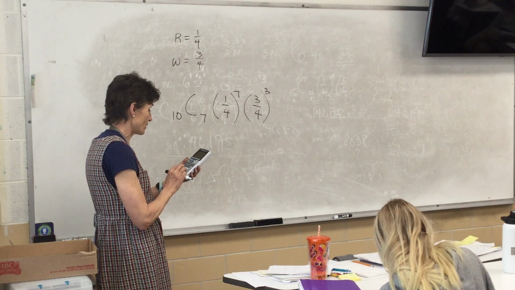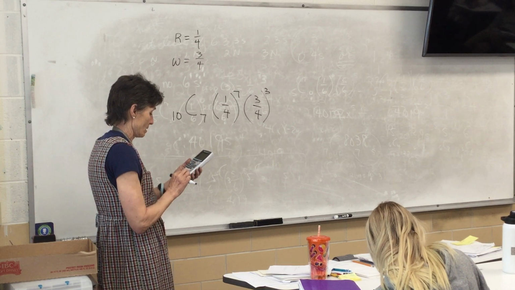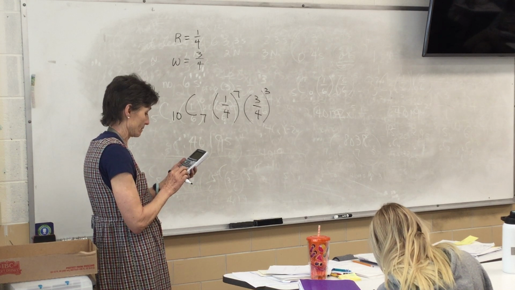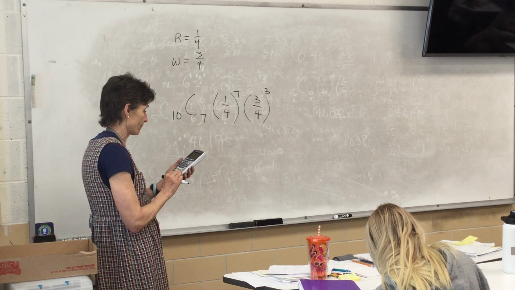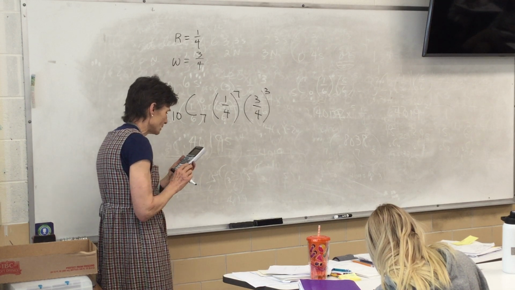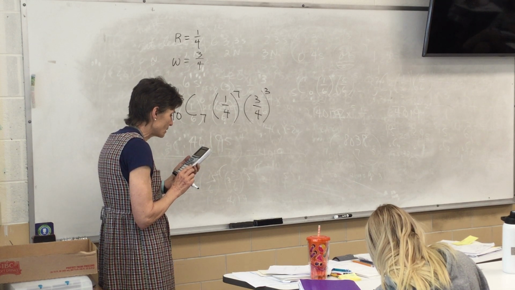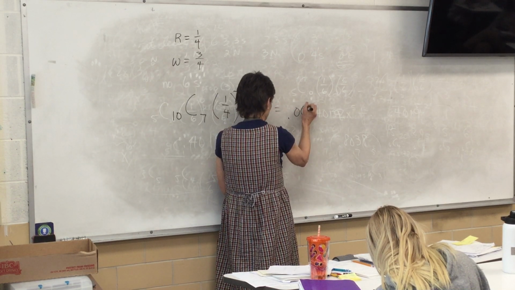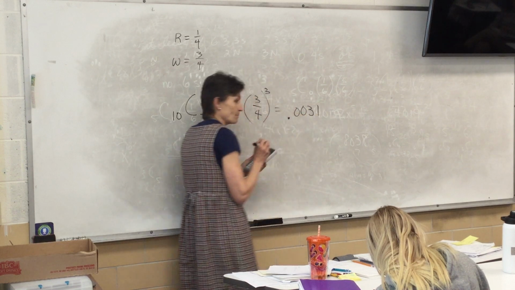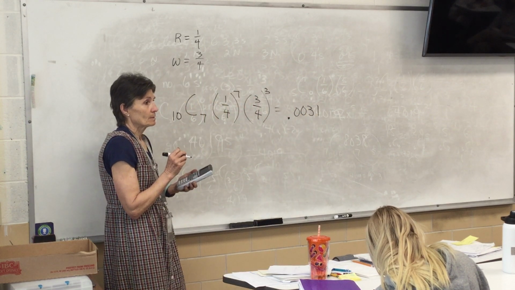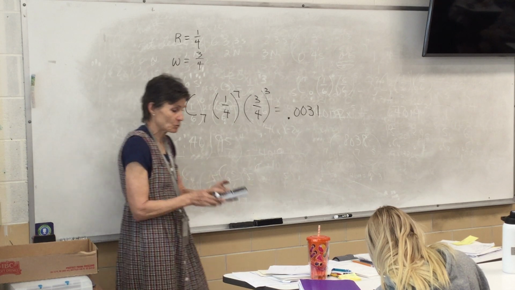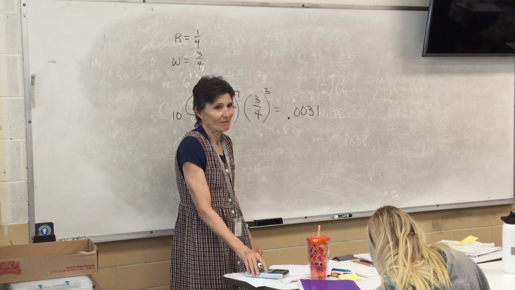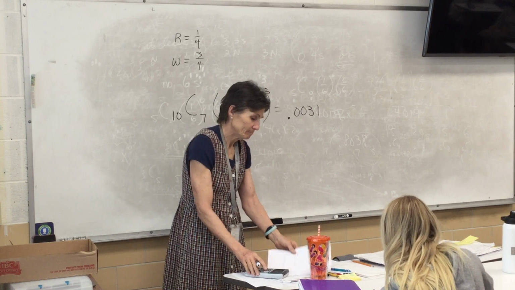I don't think it's very good. Oh Lord, did I type it in wrong? I got the decimal 0.0031. Is that what you got? So what does that mean percentage-wise? 0.3%? Not very good, right? Not very good.